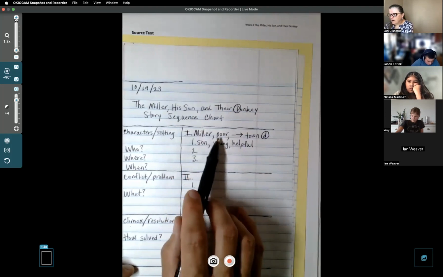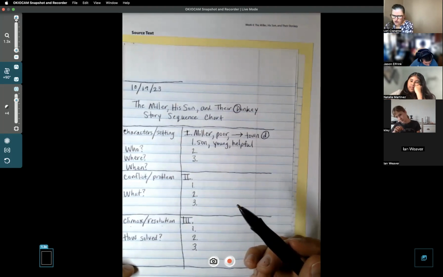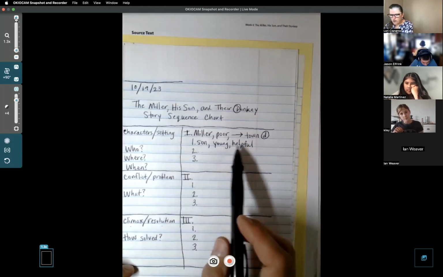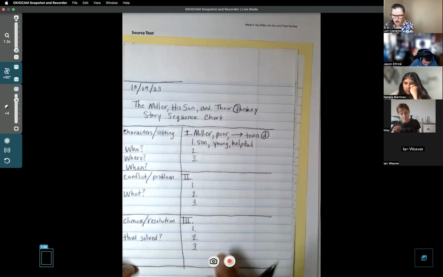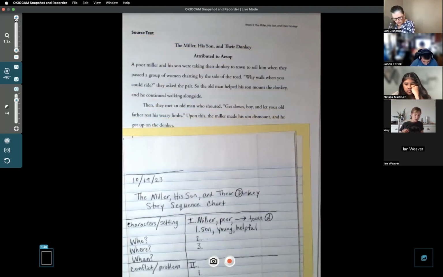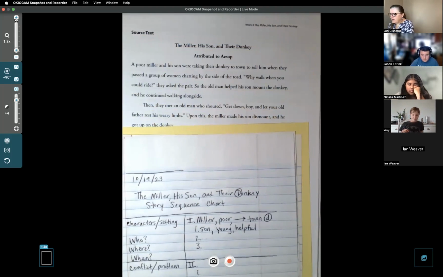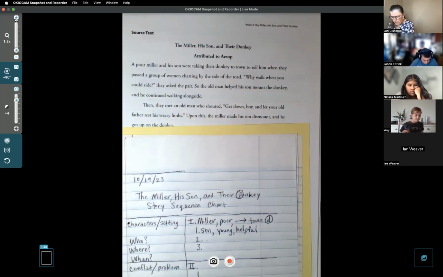So we described the miller. He's a poor guy. That means he doesn't have any money. That's why he's selling his donkey. And then we've got the son who's young and he's helpful because he's there helping his dad get the donkey to town. All right, then we come across the women. So Kylie, how are we going to describe these women in the beginning? How can we describe them?